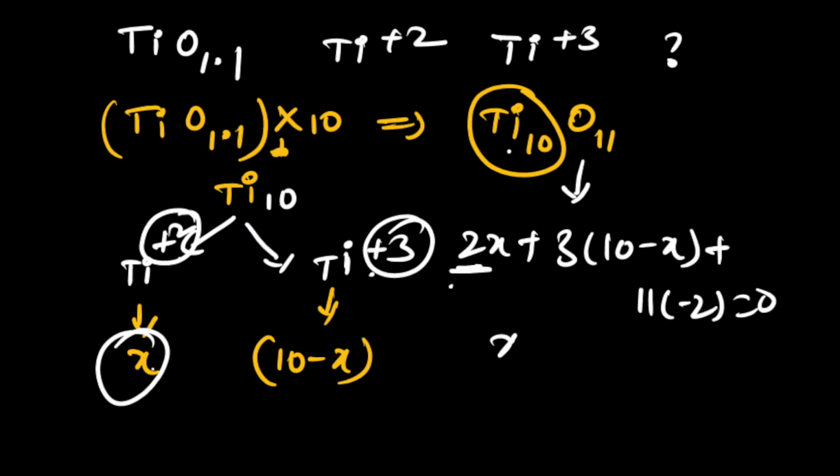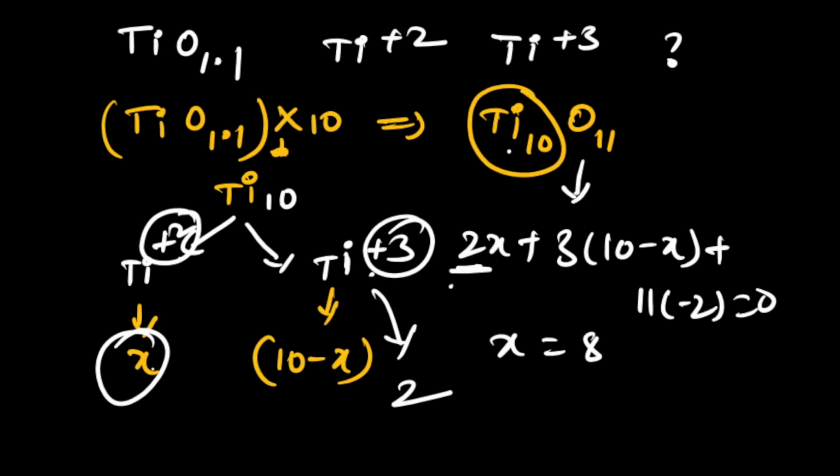Done. Then you will get the x value as 8, and titanium +3 you will get as 2. Done. I hope it is clear for you. One question I will give you. Now you have to tell me the answer for this one. This one, I think, is clear.